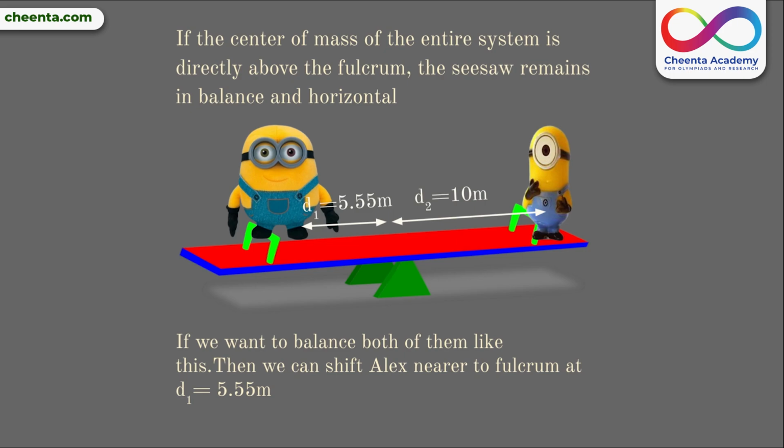In conclusion, we've learned that to balance the seesaw, Alex must sit closer to the fulcrum at 5.55 meters, while John remains at 10 meters. This way, the seesaw remains balanced with equal torque on both sides.